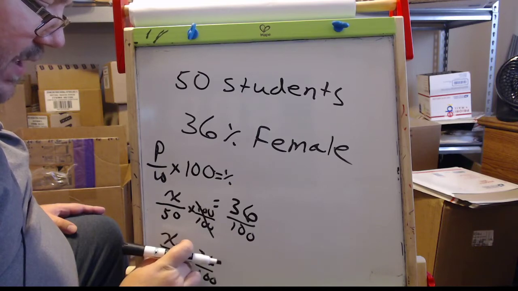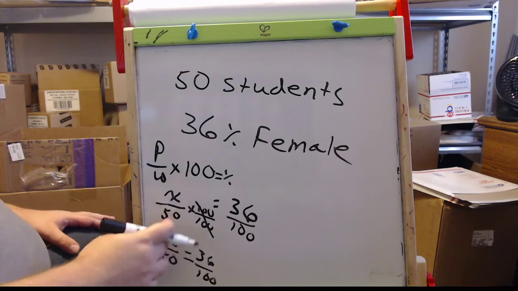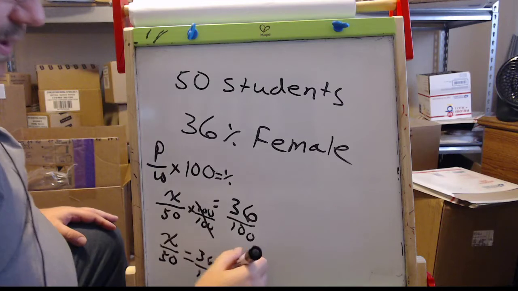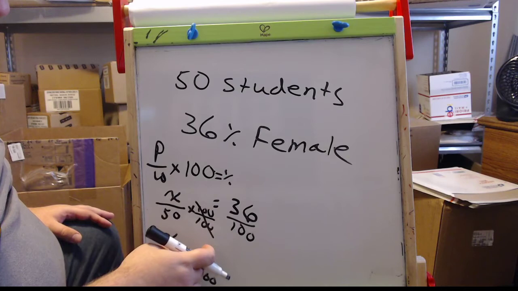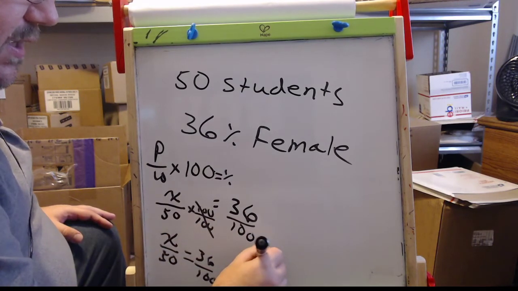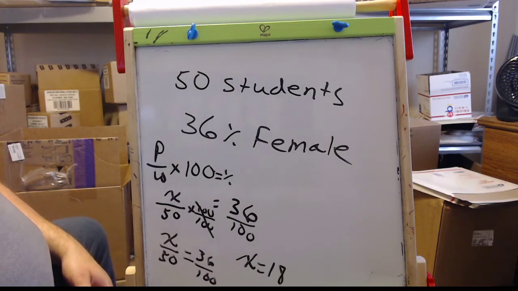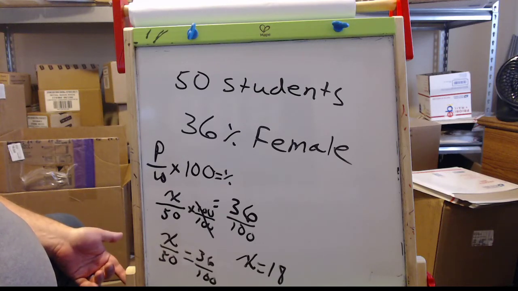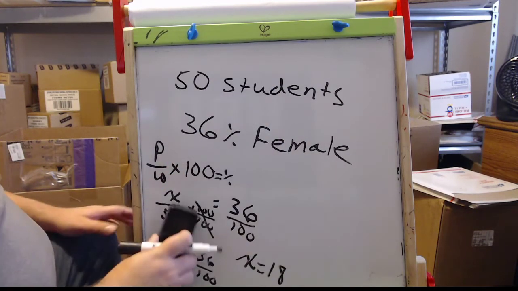Now you could do this two ways. You could do it the long way, or you could do cross multiplying. You could figure out how this fraction equals one another. The answer is, if you do the cross multiplying, or you just look at it and say, well, how did I get 50? Divide by 2, divide by 2. The answer is 18 students are female. So that's a way to find your percentage, or sorry, find your part, if you're given a percentage and the whole, or the total.